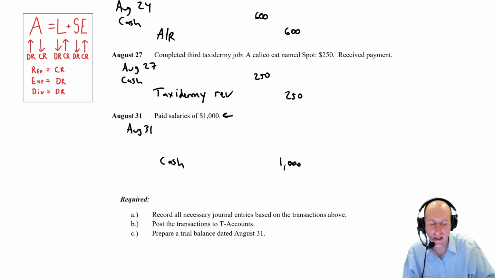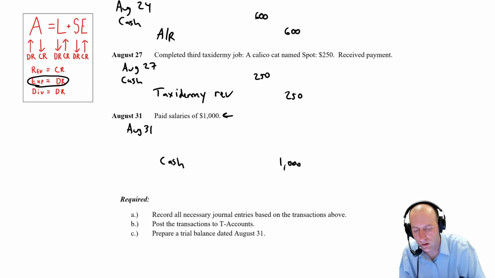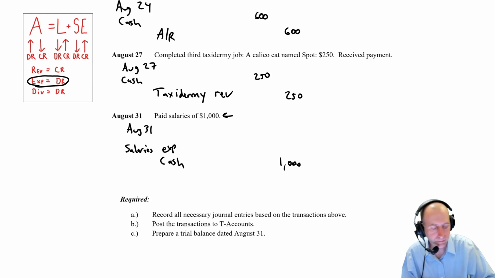The journal entry here, though, this is a cost. This is an expense. Salaries are an expense. So debit salaries expense, $1,000.